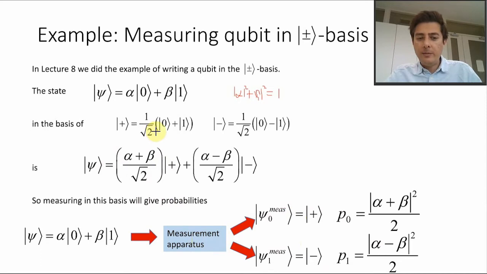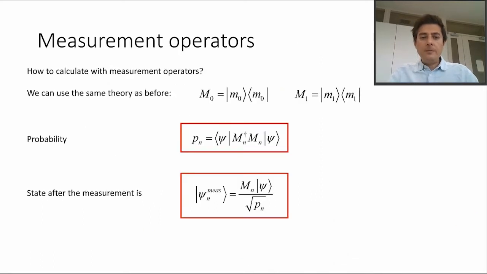Okay, so this is where you have to be careful. It's not these coefficients, not alpha; it's alpha plus beta over square root of 2, because that's the coefficient of plus. Because we're measuring in the plus minus basis, we need to look at the coefficients of the plus and minus states. So that's the probability of getting the plus state, and this is the probability of getting the minus state. It's mod alpha plus beta squared divided by 2, or mod alpha minus beta squared divided by 2.